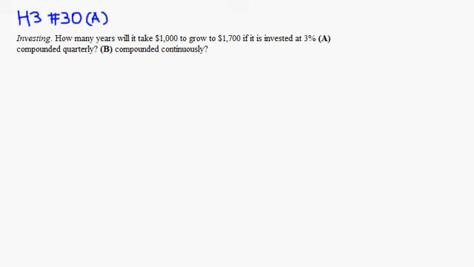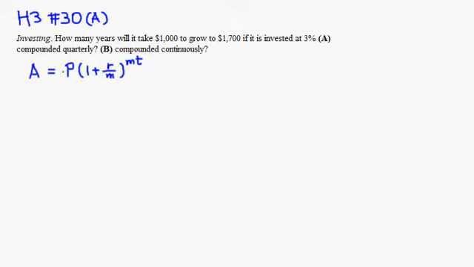As you can remember, the compound interest formula is future amount A is equal to initial investment P times quantity 1 plus annual interest rate R divided by the number of compounding periods per year M, raised to the M times T, where T is years. All we have to do is identify what's given and solve for T.